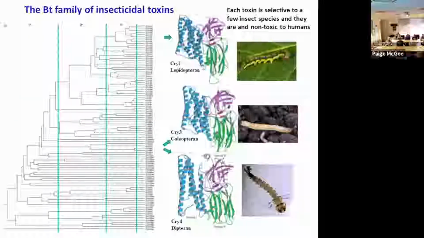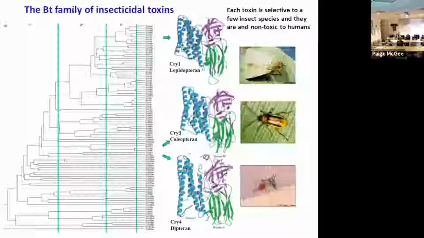Now, these are the toxin phylogeny of most of the toxins that are produced, and there are many. As you can see on the top, that is the Cry1 toxins, which are active on Lepidopterans. In the middle, you have Coleopteran active, and at the bottom is the dipteran active, which is active against mosquitoes. The reason we are interested in the bottom is because of mosquitoes, which transmit vector-borne diseases.